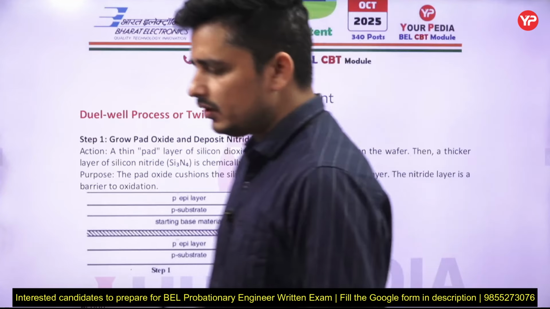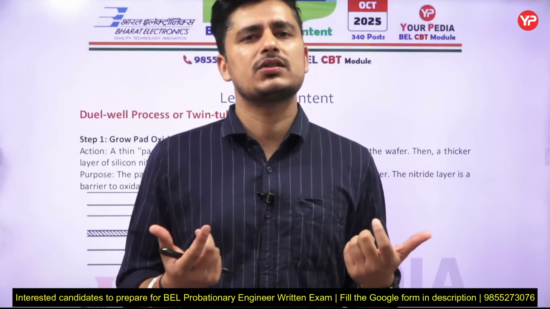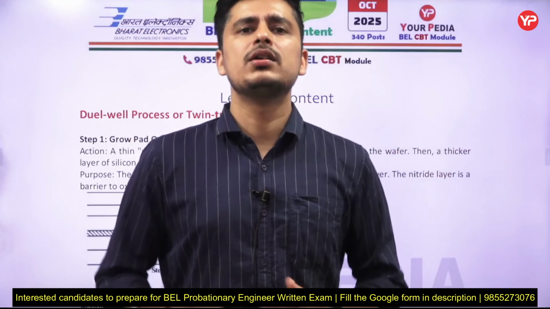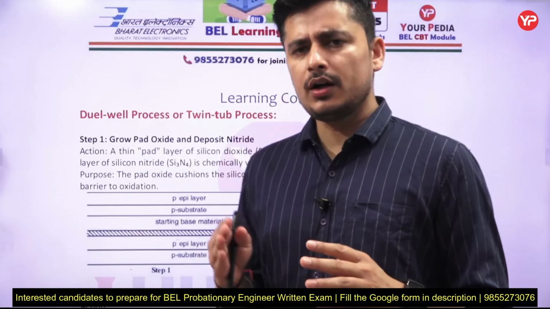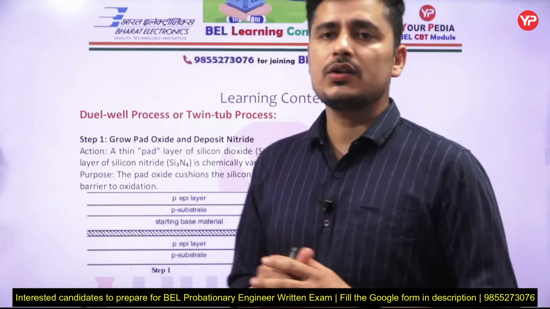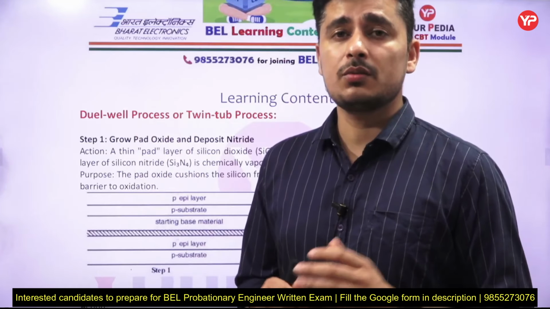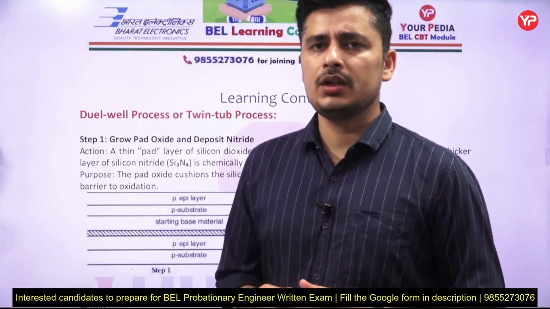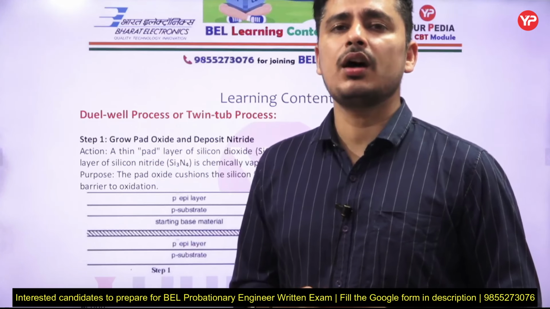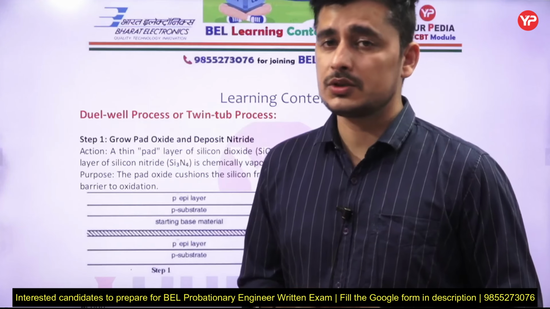Whenever you are making a CMOS, in CMOS we have two things, the PMOS and NMOS, and this is the process by which you can make the CMOS on a single structure. That's why its name is the dual-well process. This topic is of great importance, because in the May exam, BEL asked almost 4 to 5 questions from this topic.